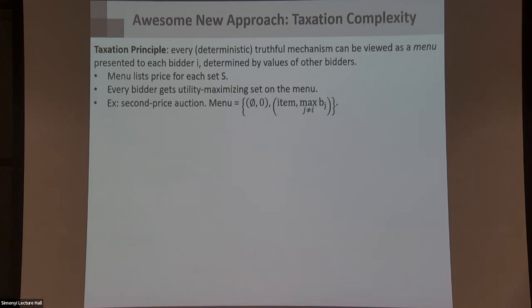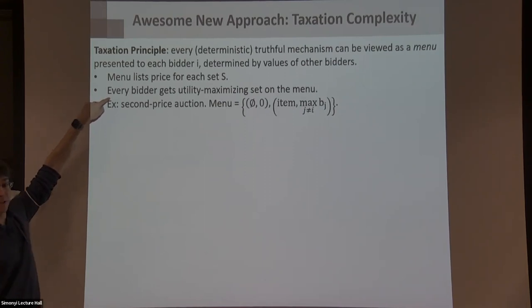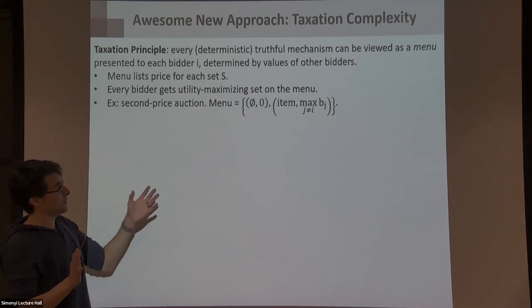All the things that might happen to you are, for every set S, maybe it's feasible for you to get it, maybe not. If it's not feasible, say the price is infinite. If it's feasible, let it be the price that you would pay. If the mechanism is truthful, every bidder must get their utility-maximizing option on the menu, because otherwise we have explicitly said, here is something that could happen, and you like it better than what would happen if you told the truth, therefore it's not truthful. So this is actually necessary, and it's an equivalent characterization of truthfulness.